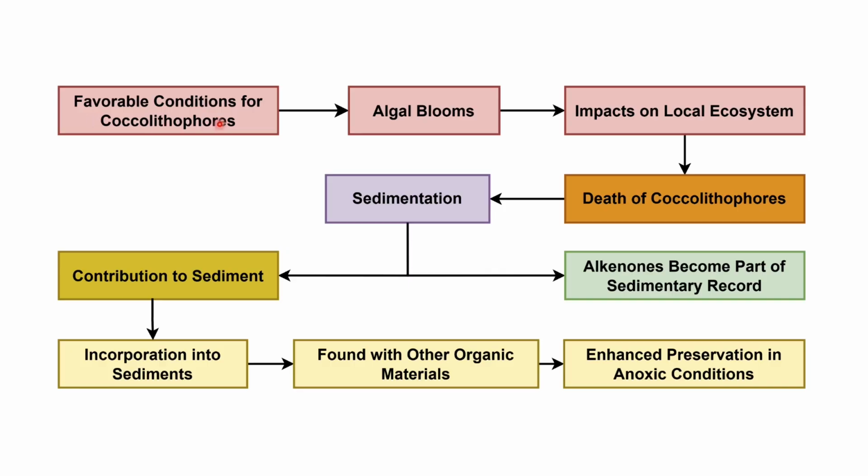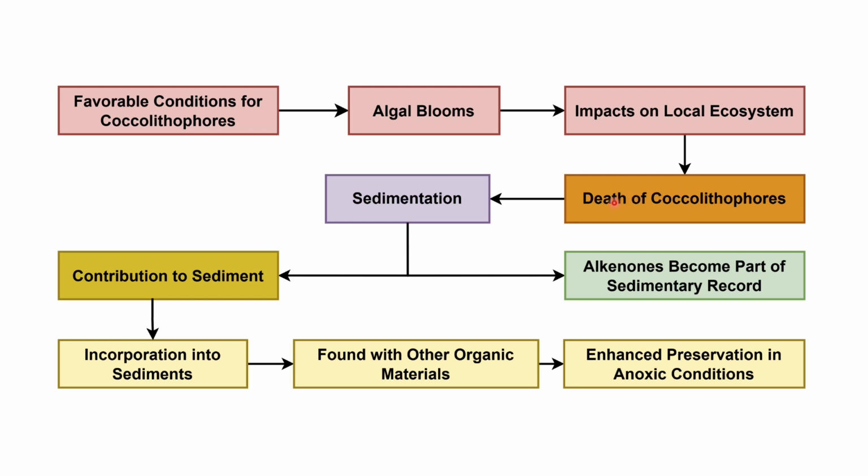So in the summer we had seen that there is an algal boom. So we will be looking at that algal boom. There is a favorable condition during the summertime for the coccolithophores. So they are responsible for the algal blooms. Once the algal bloom happens, this actually has an impact on the local system.